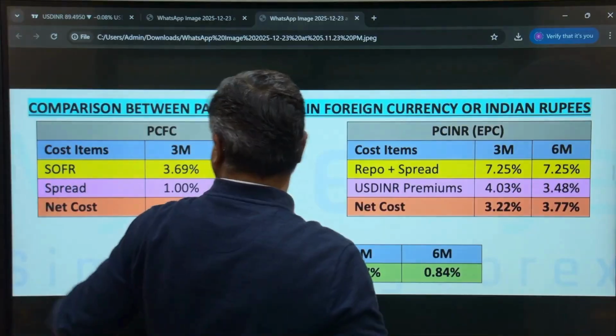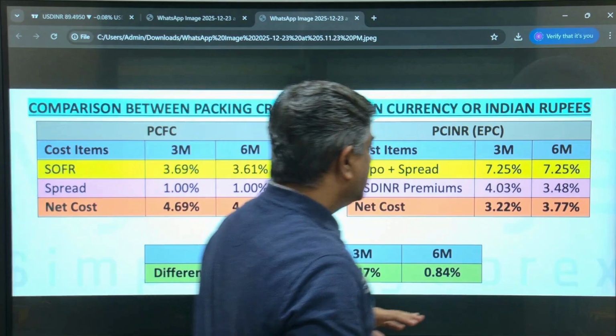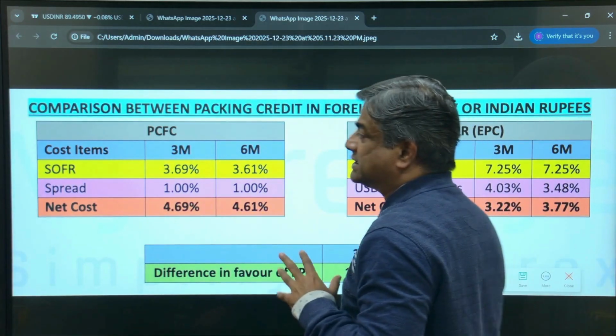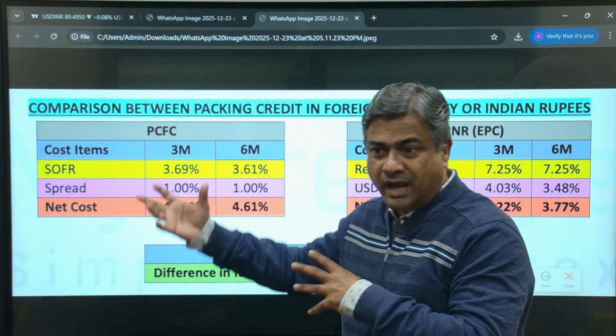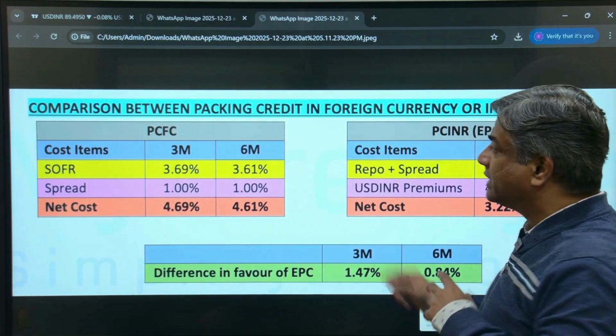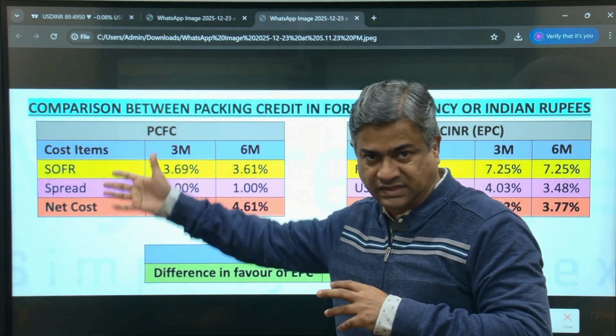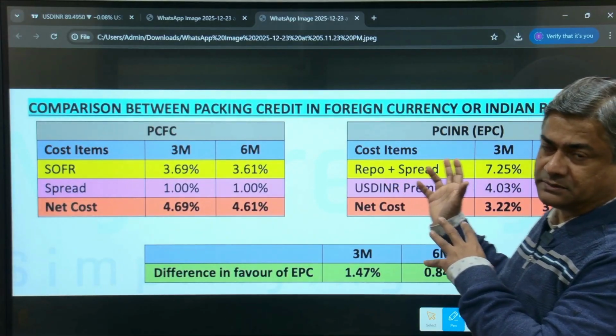I'll just show you. Let me get my marker as well. Marker will be important here. So here what I am trying to do is compare the working capital cost, the packing credit cost, whether I take it in dollar, which is PCFC, packing credit in foreign currency, or if I take packing credit in INR.